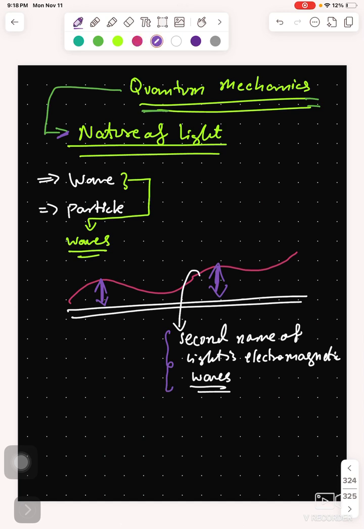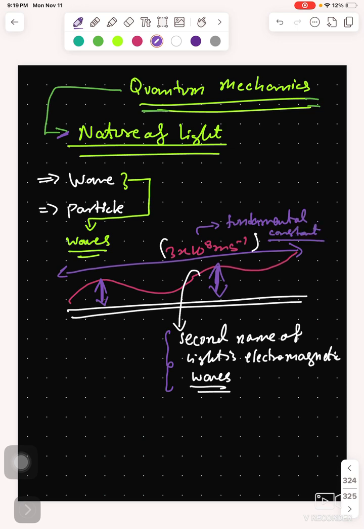And remember that no matter whether it's a wave or a particle, the speed at which it will travel will be the same, 3 times 10 to the power 8 meters per second, and this value is a fundamental constant or law.